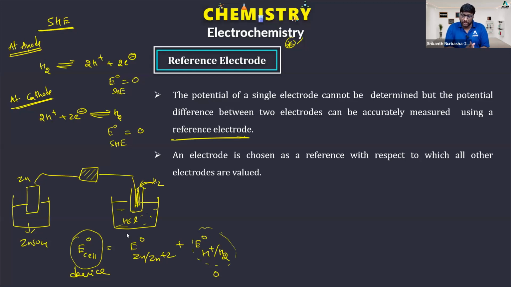Like that, we can use the standard electrode, that is the reference electrode, to calculate the electrode potentials of oxidation as well as reduction. An electrode is chosen as a reference with respect to which all other electrodes are valued. That is nothing but your SHE. There are other electrodes also, like the calomel electrode and the silver chloride electrode. We'll discuss the details in the next class.